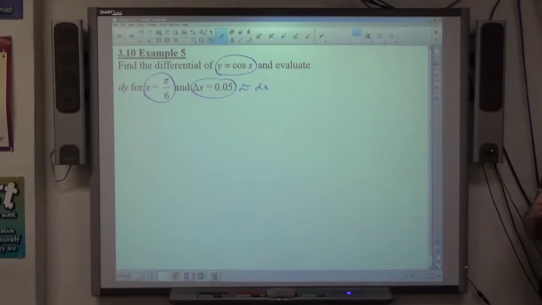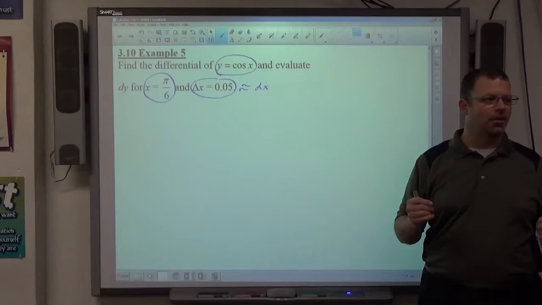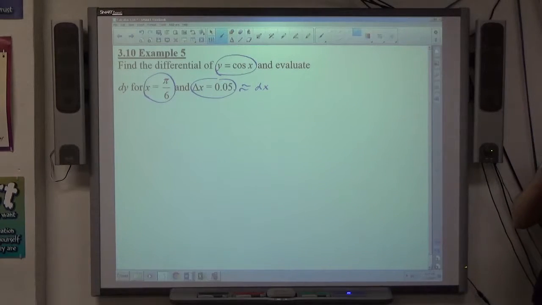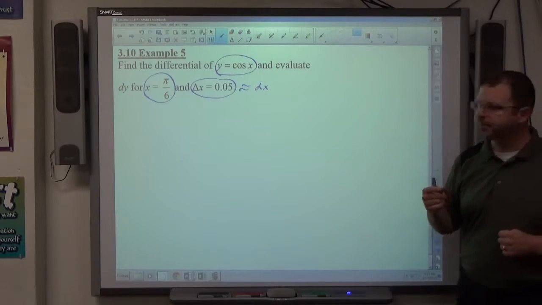The beam was measured to be 15 feet long with an error of at most 0.05 feet. Because when people read a tape measure, they aren't perfectly accurate, right? Maybe it slips a little bit, maybe they didn't read the line properly. So there's always that possibility of error when you're measuring things. That's what the delta x is going to be when we're doing word problems, the error in measurement, where x is going to be the actual measurement. Alright, so they're going to be giving you that kind of stuff.